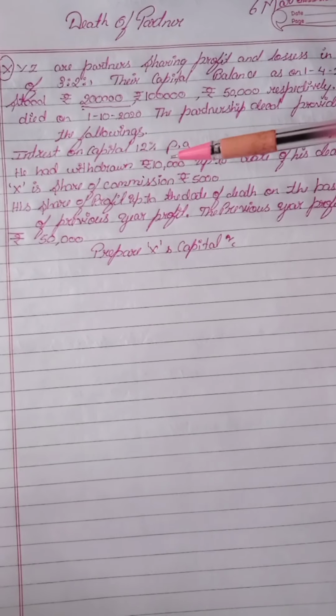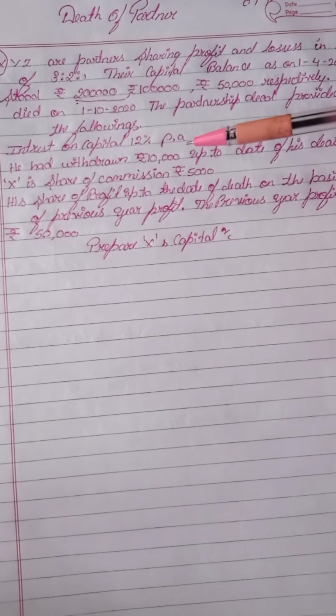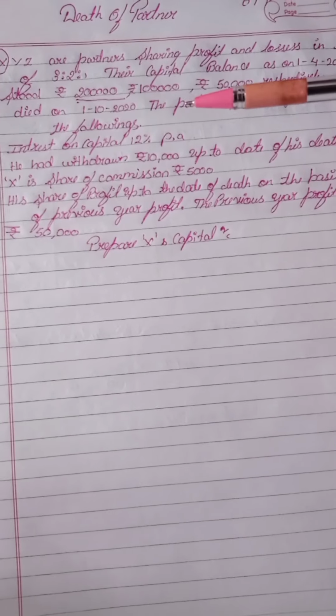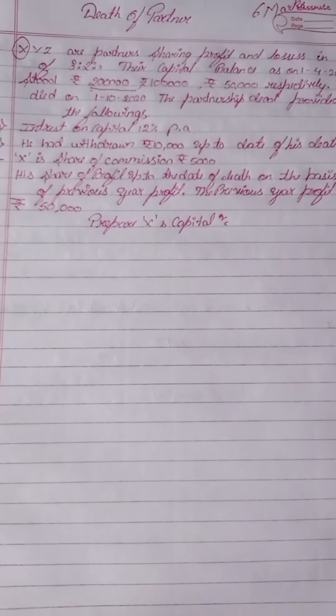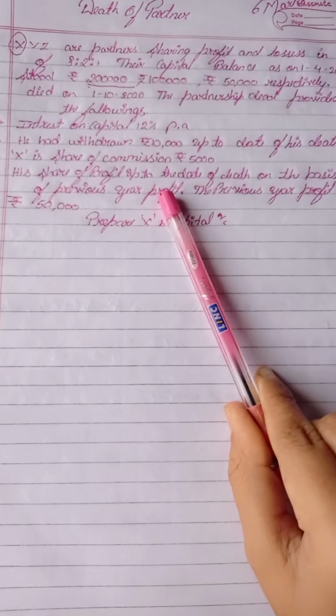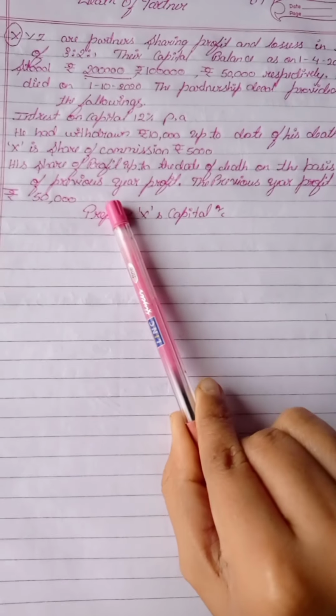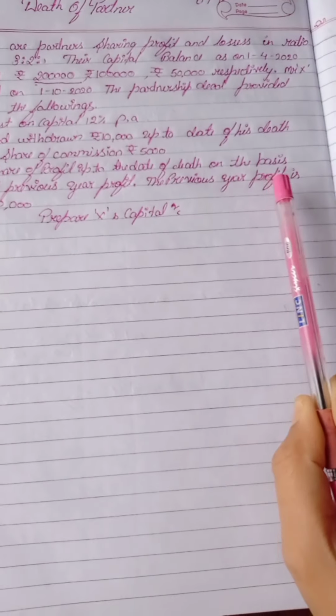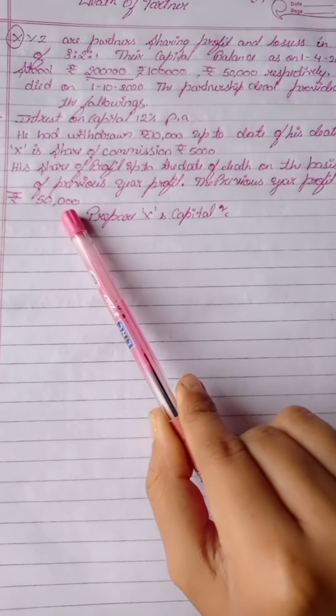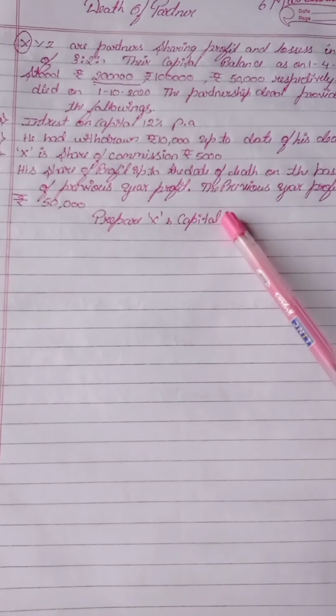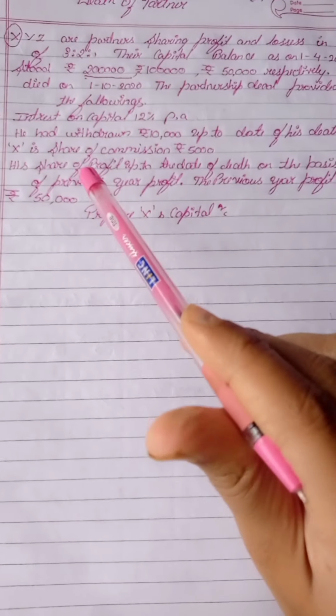The next adjustment is X's share of a commission of 5,000 rupees. He had received a commission, so we have to add it. Next, his share of profit up to the date of death on the basis of the previous year's profit. The previous year's profit is rupees 50,000. This 50,000 is the profit of the whole company, so we have to calculate and remove his share.